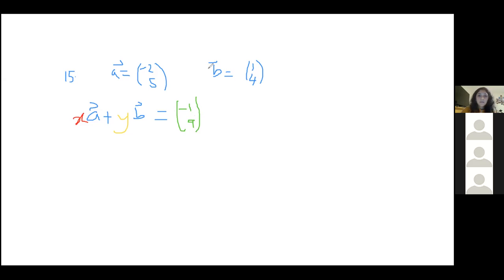So the way we go about this, there's an algebraic way to do it, so we'll do it that way. As I said, we had x and then -2 and 5 because that's what A was, so x times A, I'm just plugging things in here, plus y times B, which is 1, 4. And that is equal to negative 1, 9. All right.